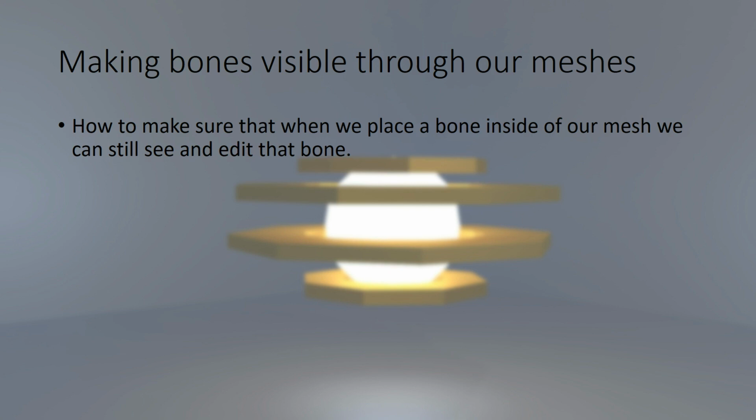In this lecture, we're going to look at how we can make our bones visible through our meshes. A lot of the time you want to put your bones inside of your mesh so that it's really easy to use the bones to control it. But that can lead to us placing the bones inside of a solid object, which makes the bone invisible. We're going to learn how we can keep our bones visible even while they are inside of a mesh.